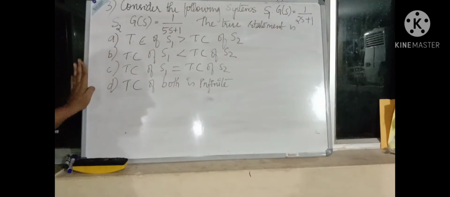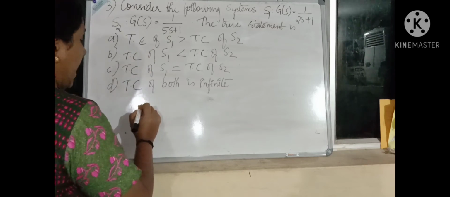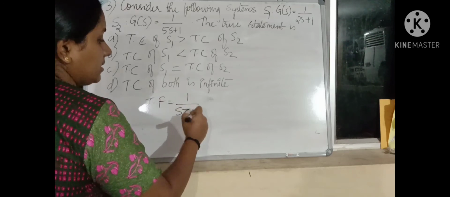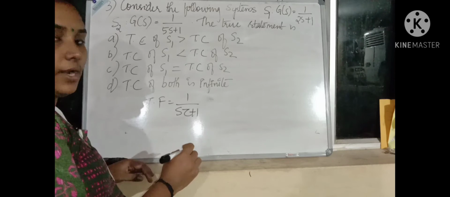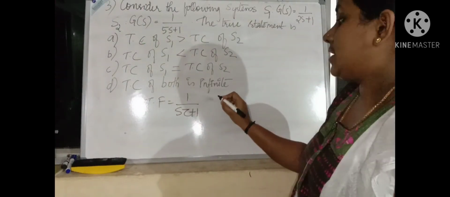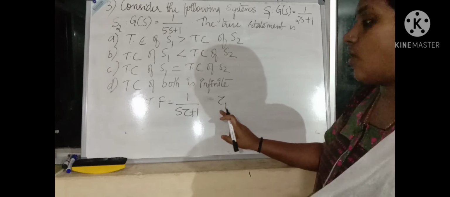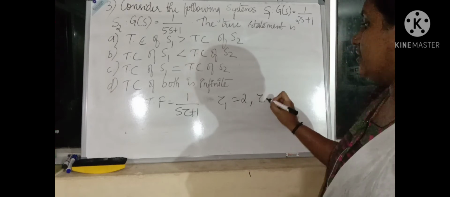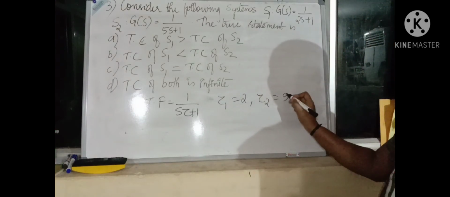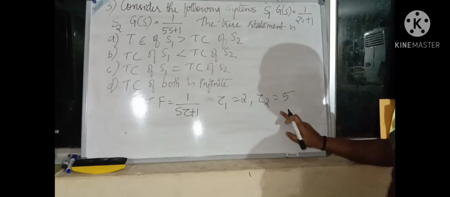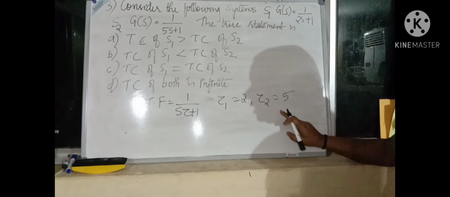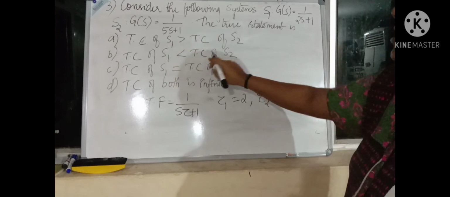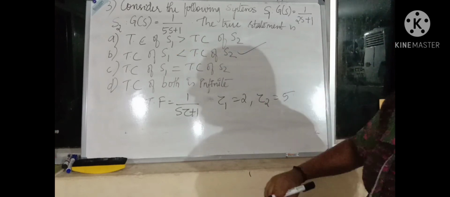In terms of time constant, that is tau, we know that the standard form of this transfer function is 1 by (S tau plus 1), right? Here tau is the time constant, and the time constant for system 1 is 2 and the time constant for system 2 is 5. Which is greater? For system 2 the time constant is greater. This one is the answer for this question.